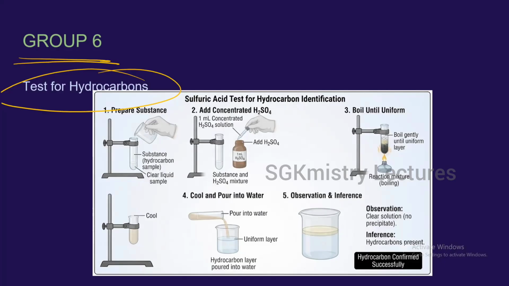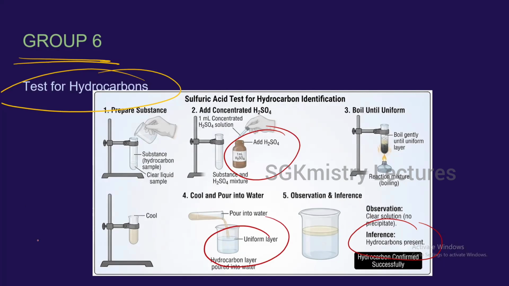So first of all, you're going to take the substance. You're going to add 1 cc of concentrated sulfuric acid, because we know that these are the compounds which are present in the last group, group 6, in the solubility test. We have seen it. So you're going to add concentrated sulfuric acid. You're going to boil until a uniform layer is formed. After that, you're going to cool it and pour the contents of the test tube into water. Once you pour it, if you can see that a clear solution is observed, that is, if there is no precipitate formed, then we can say that hydrocarbons are present. So once you know that hydrocarbon is present, then we can go for further tests.